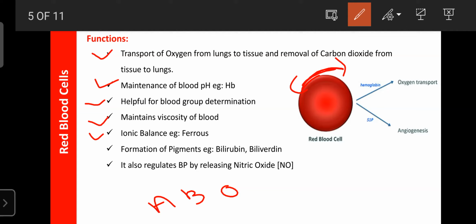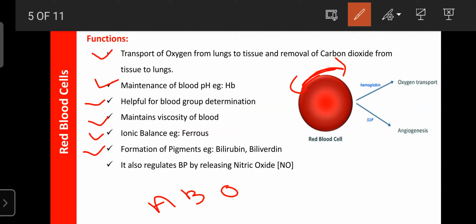Okay, so next one is, RBC also plays an important role in the formation of certain pigments like bilirubin and biliverdin. These bilirubin and biliverdin play an important role in the metabolism and transport of lipids, from food to our body. Okay, so that is the role of the bilirubin and biliverdin.